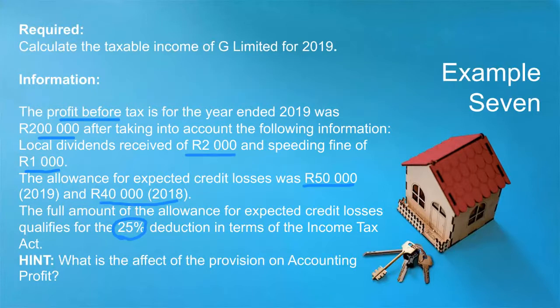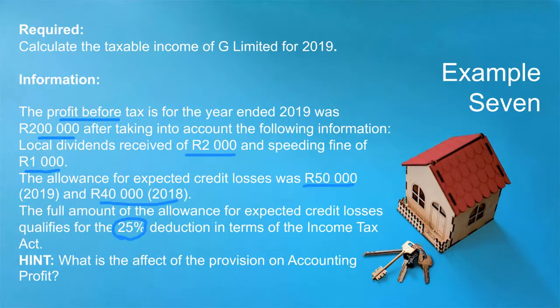Remember we said with the allowance, we need to do three things. The first thing is we need to remove the effect that the allowance had on accounting profit. So if we remove the effect of this movement, we would then add back the 10,000 rand. Does everybody understand how we got to that explanation? Just tell me if you understand.